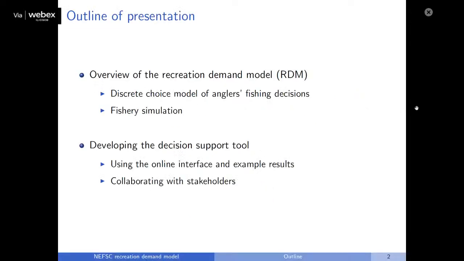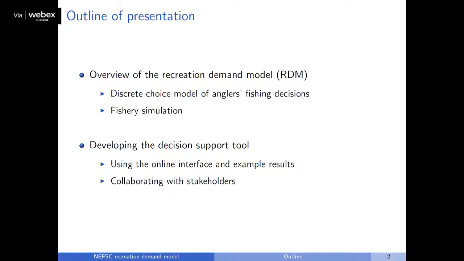I've been working on this type of rec demand model for the past several years in various applications. So I intend here to provide a very high level overview of the model. There's a lot of moving parts in it, so I'm not going to get through it all down to the details, but I'm focusing on giving a high level overview of the model.